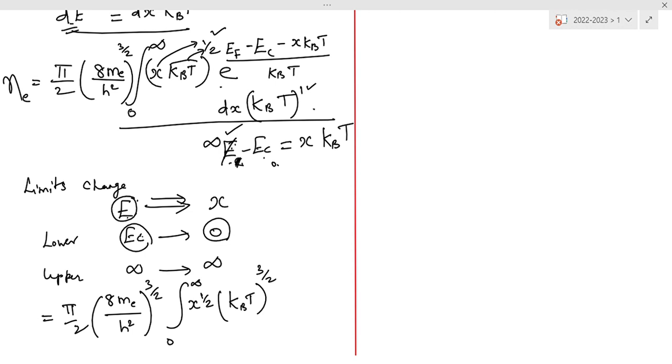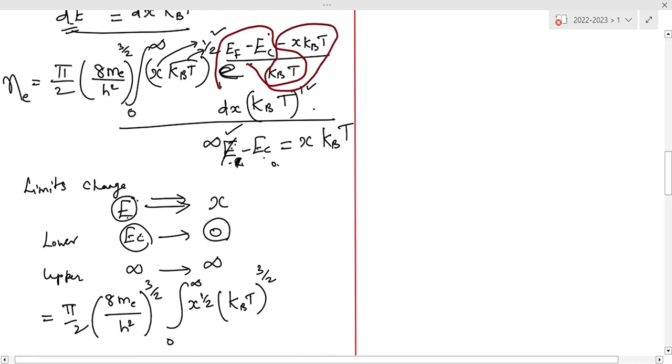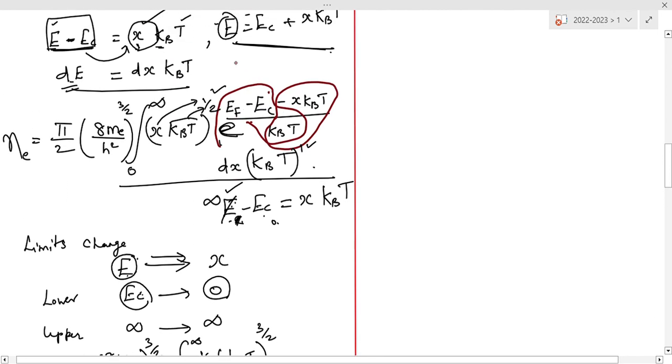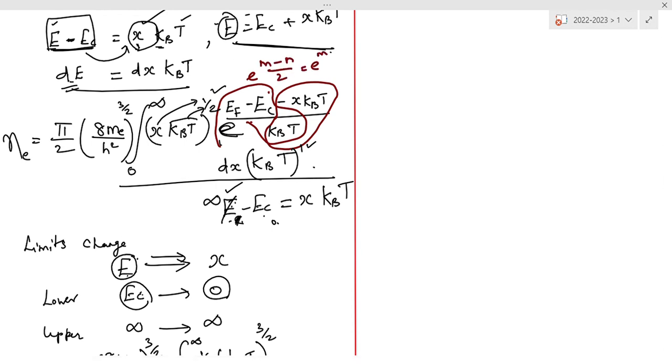And then I'm writing this exponential value as e power EF minus EC by kBT and then e power minus x kBT by kBT. So I'm rewriting this equation just like e power m minus n by 2 as e power m by 2 into e power minus n by 2.